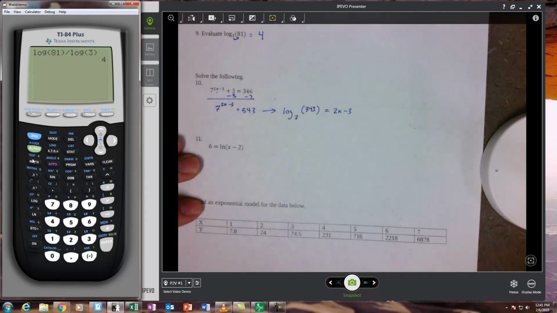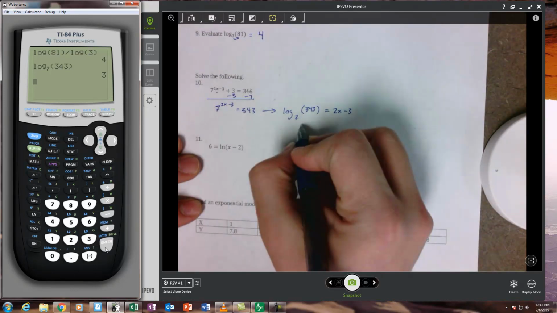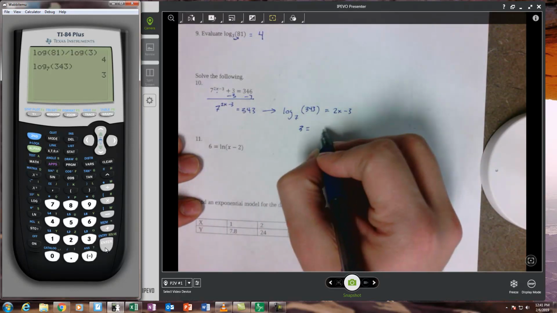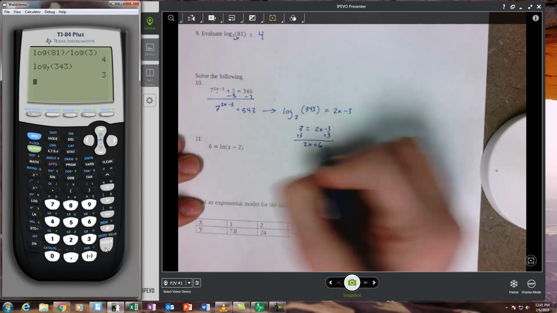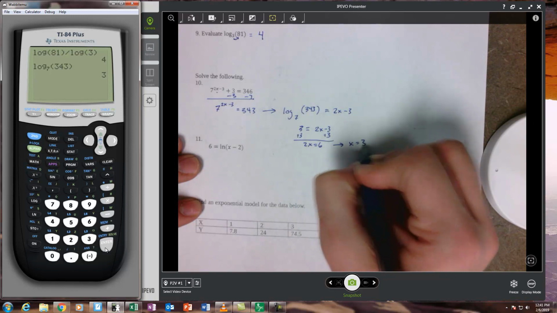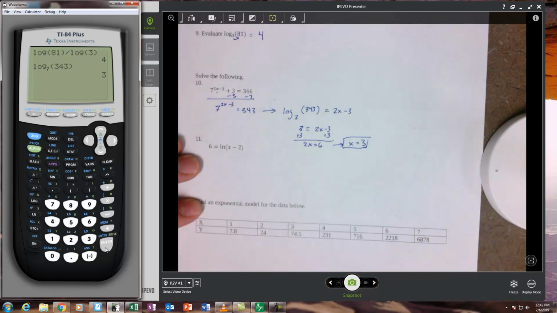So let's take our math log base and do base 7 of 343, and we get 3. So now we have 3 equals 2x minus 3. We can add 3. 2x equals 6. Therefore, x equals 3. And we're done with that.